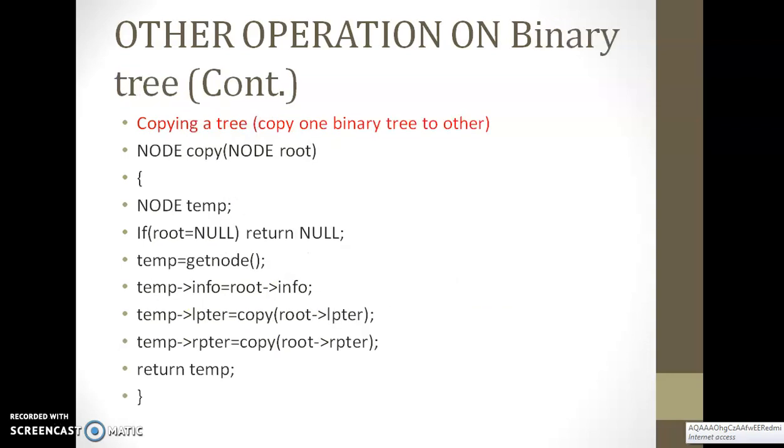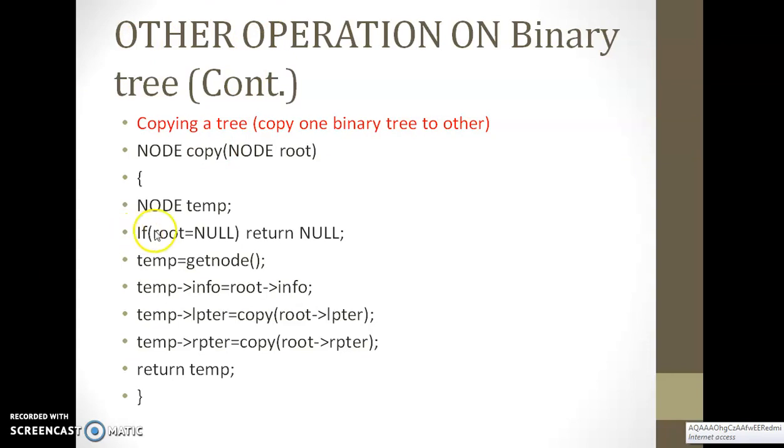Then copying a tree. We're going to copy one tree to another tree. For that, what all things are to be copied? We have to copy the root node, as well as the information in the root node, as well as the left child and the right child to the next tree. This is how we copy all the root information along with the left subtree and the right subtree.